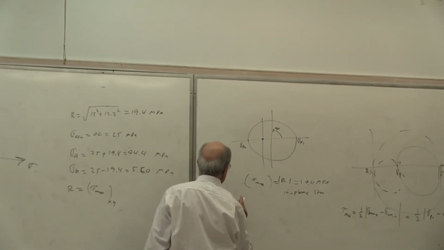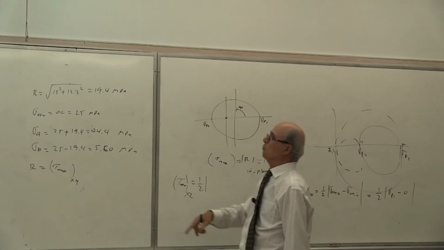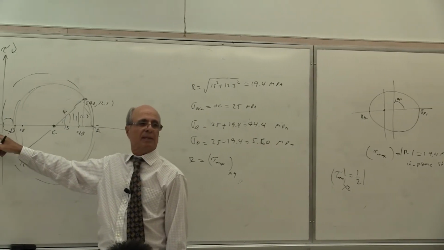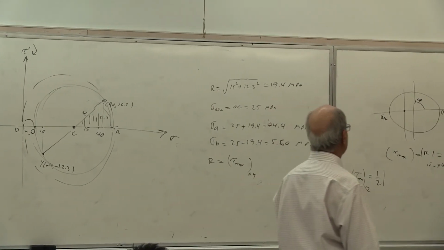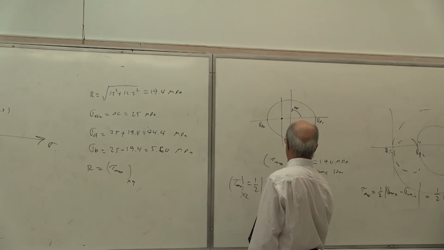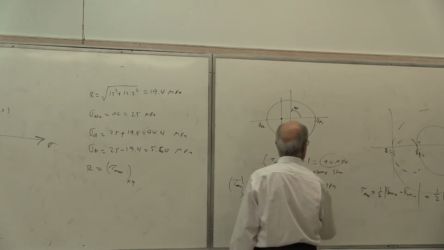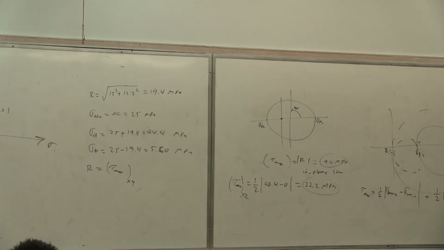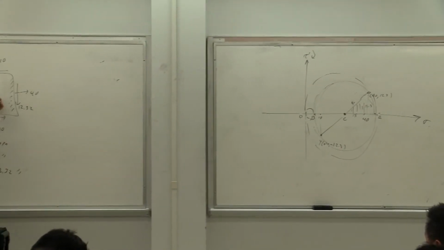Tau max in the xz plane is equal to 1/2 of sigma max minus sigma minimum. What is sigma max? Sigma max is A, sigma minimum is 0. Yes or no? Correct? Yes? So therefore it becomes 1/2 of 44.4 minus 0, equal to 22.2. As you see, it's a little bit larger than what we had before. But this we call out of plane shear. Why is it out of plane shear? Because you said rotation about the y-axis. Yes or no? You see the direction of that?